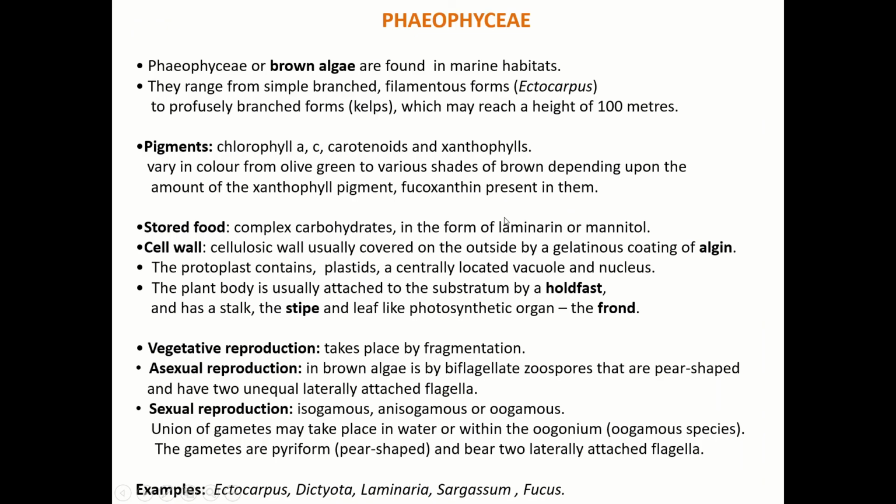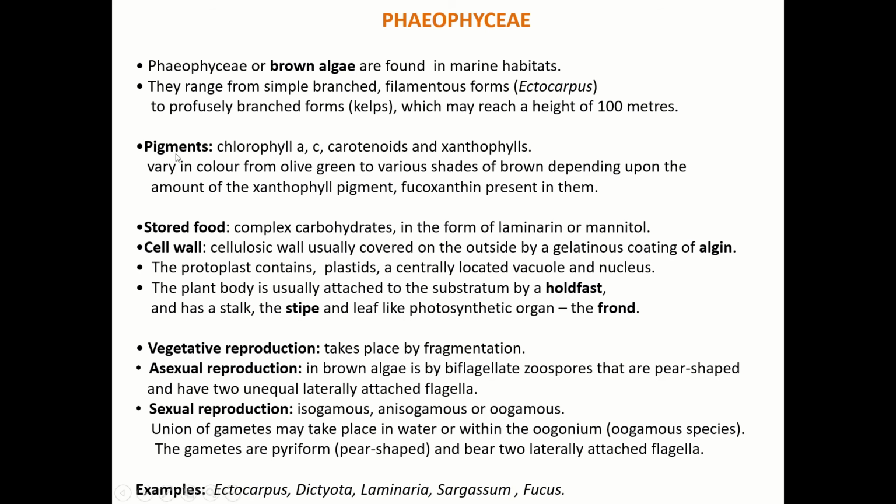Now another group of algae is the Phaeophyceae. Phaeophyceae are also called the brown algae and are found in marine habitats. They range from simple branched filamentous forms, for example Ectocarpus, to profusely branched forms known as the kelps, which may reach a height of 100 meters. So kelp is the largest alga, or the largest plant we can say, which can grow up to 100 meters in length.